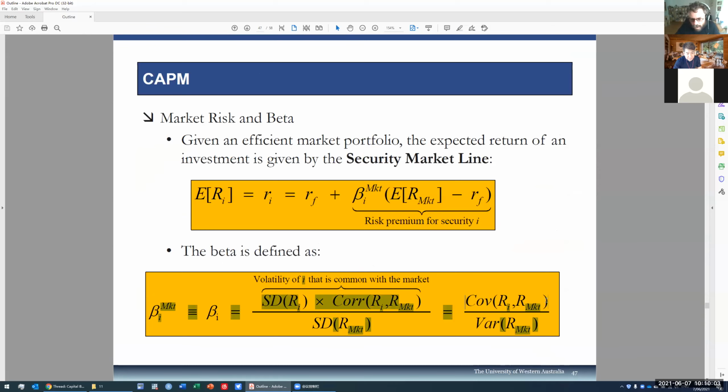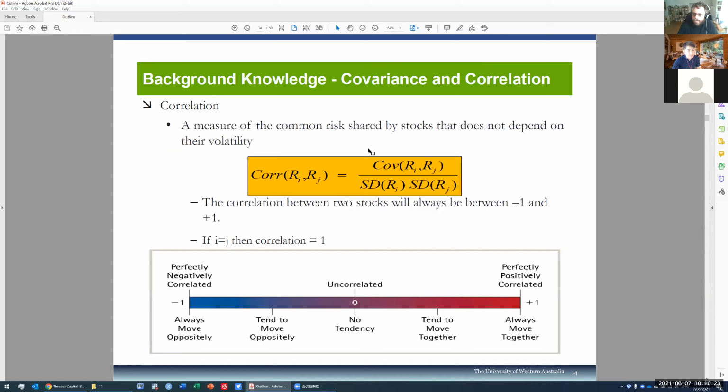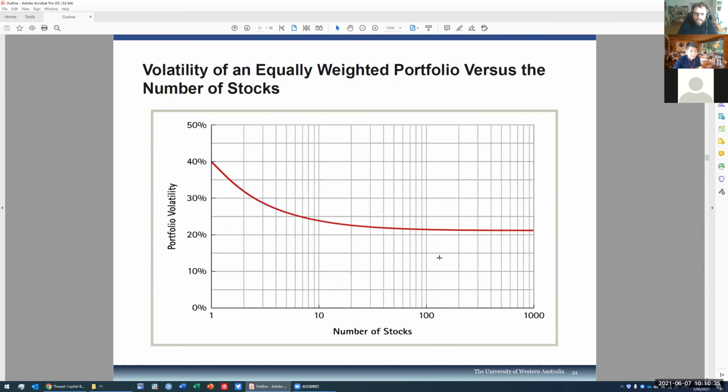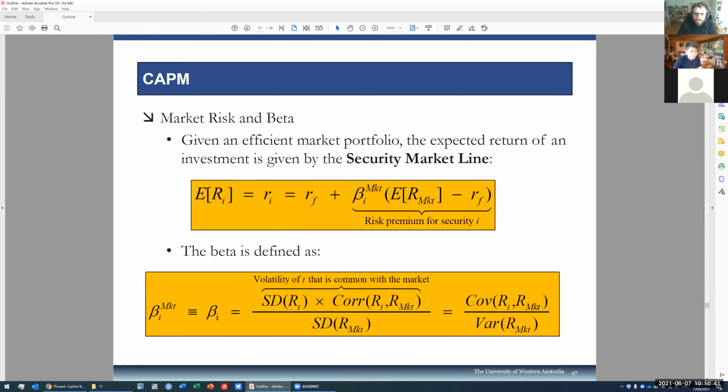Well, given covariance is defined as the correlation of asset and market times the standard deviation of the return of the asset times the standard deviation of the market, there are two ways to write it. They're equivalent, because given how correlation is defined to be covariance divided by the standard deviation of the asset and the standard deviation of the other asset, you can really write it this way. Jumping to slide 47 again, it doesn't matter which one you focus on because they're equivalent.